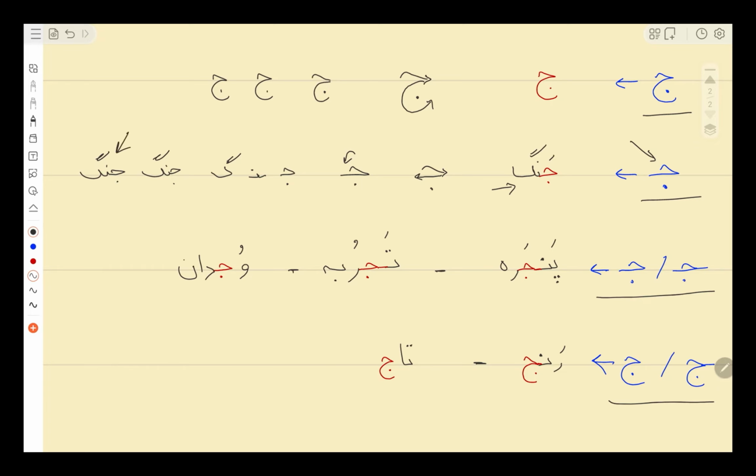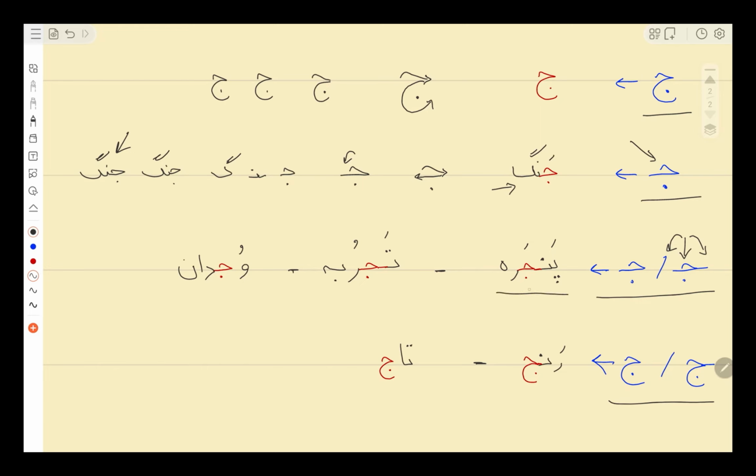Now the letter Jim in the middle of a word, it can have 2 shapes. One is the first shape that can be connected to the letter that comes on its right side and to its left side. Okay, so as you can see here, we have this small line which indicates that it can be connected to the letter that comes before it on its right side, just like the word Pancere.